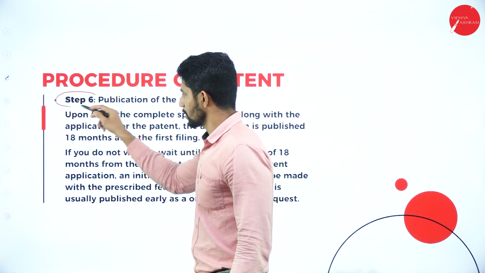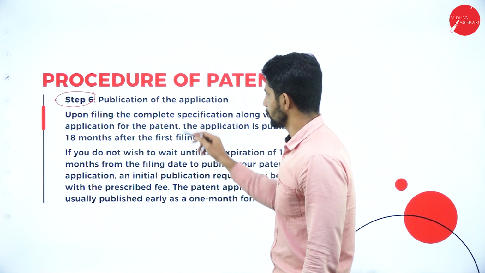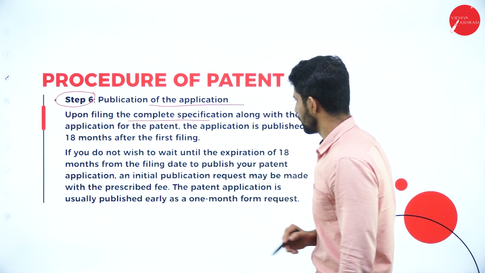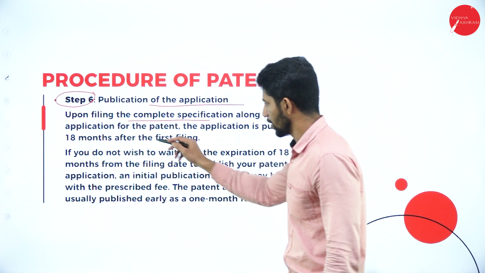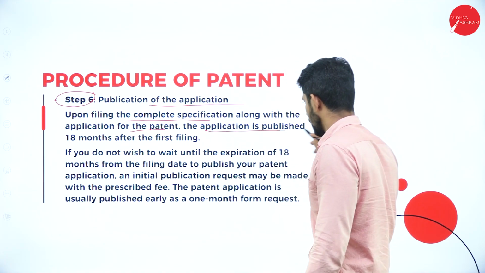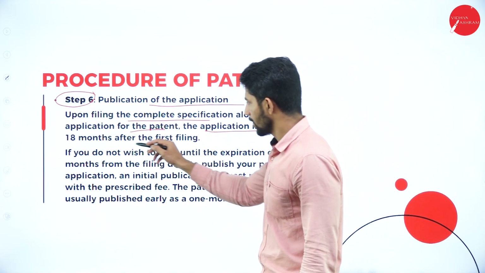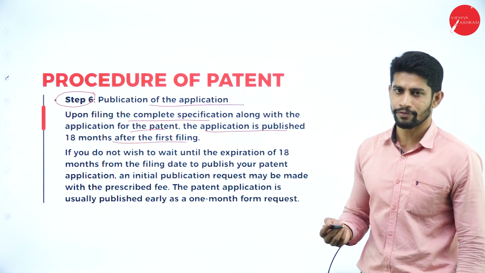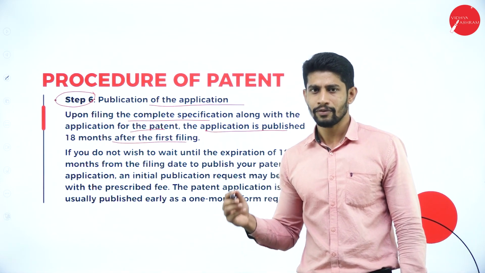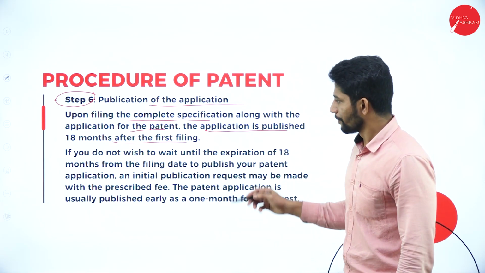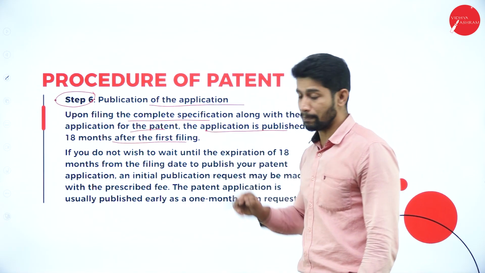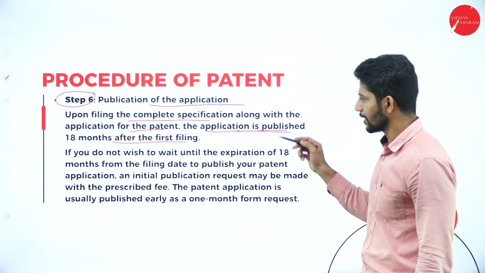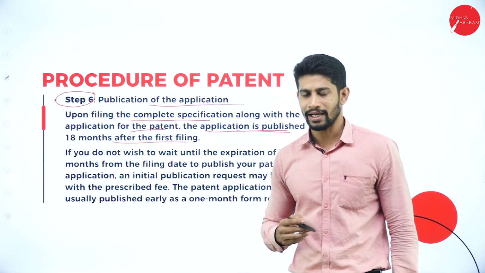Next, in step 6, publication of the application. Upon filing the complete specification along with the application for the patent, the application is published 18 months after the first filing. So all the information you give in the application with respect to your invention is published 18 months after the first filing.